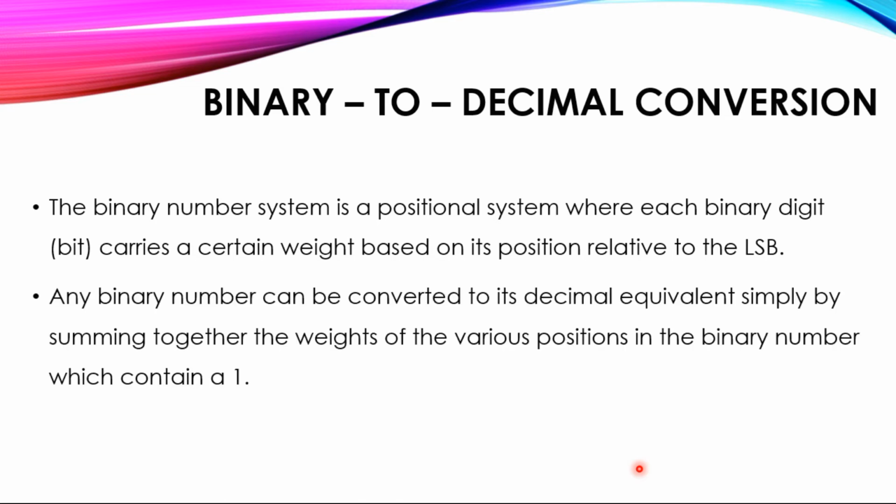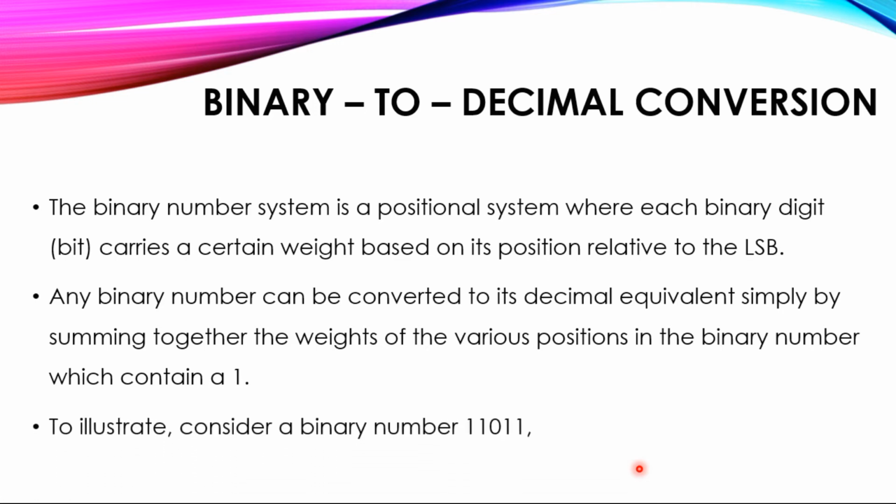Any binary number can be converted to its decimal equivalent simply by summing together the weights of the various positions in the binary number which contain a 1. Whichever binary digits are 1, you have to add all those numbers with the positional value of that digit.